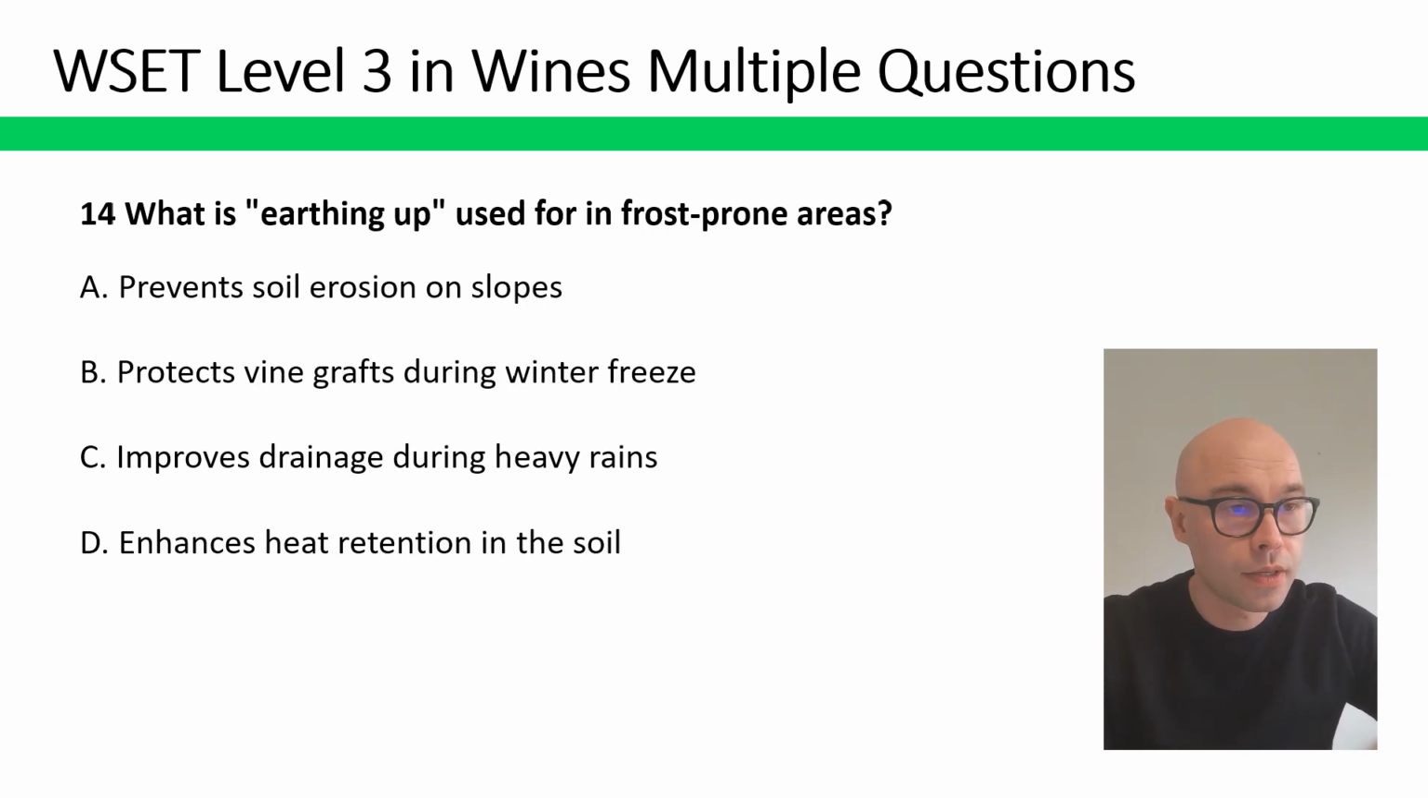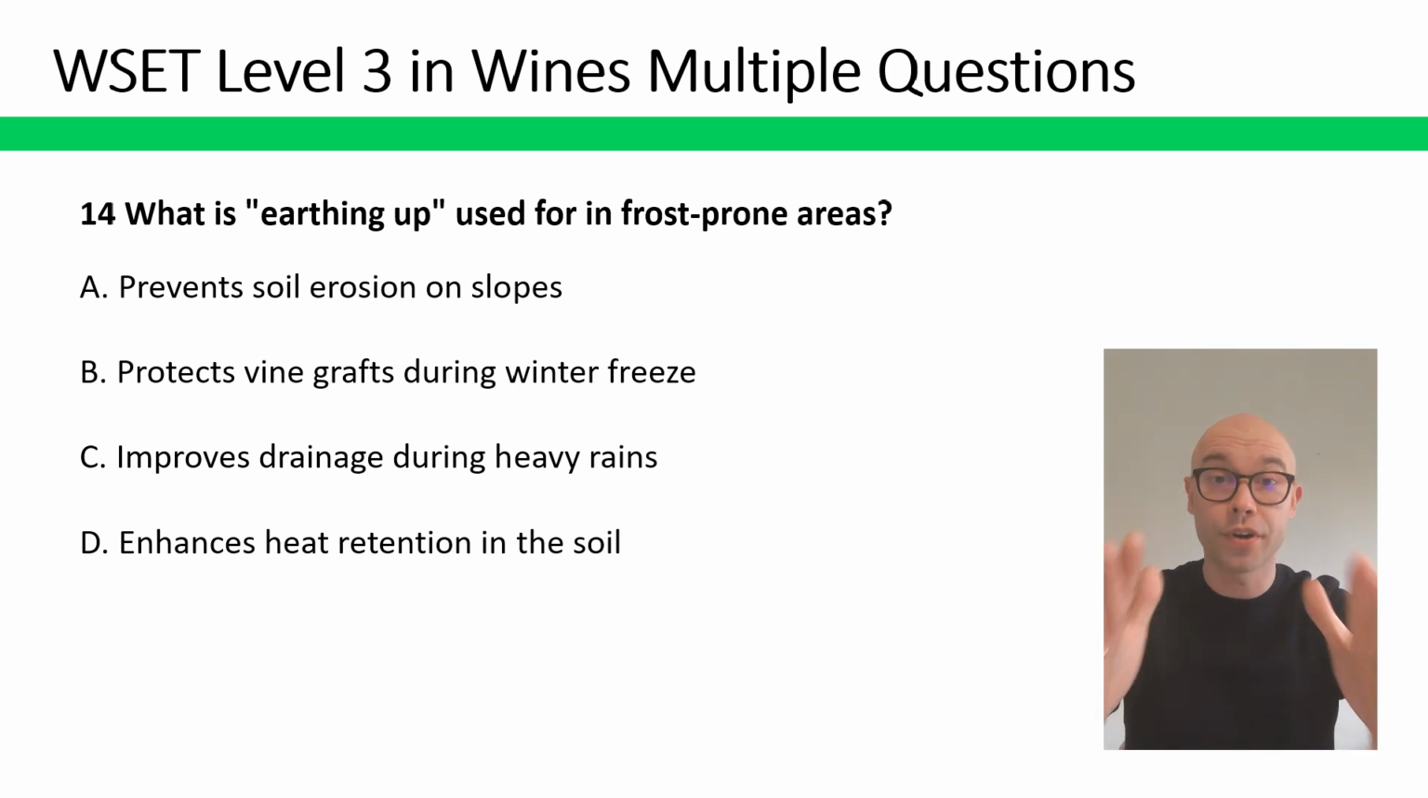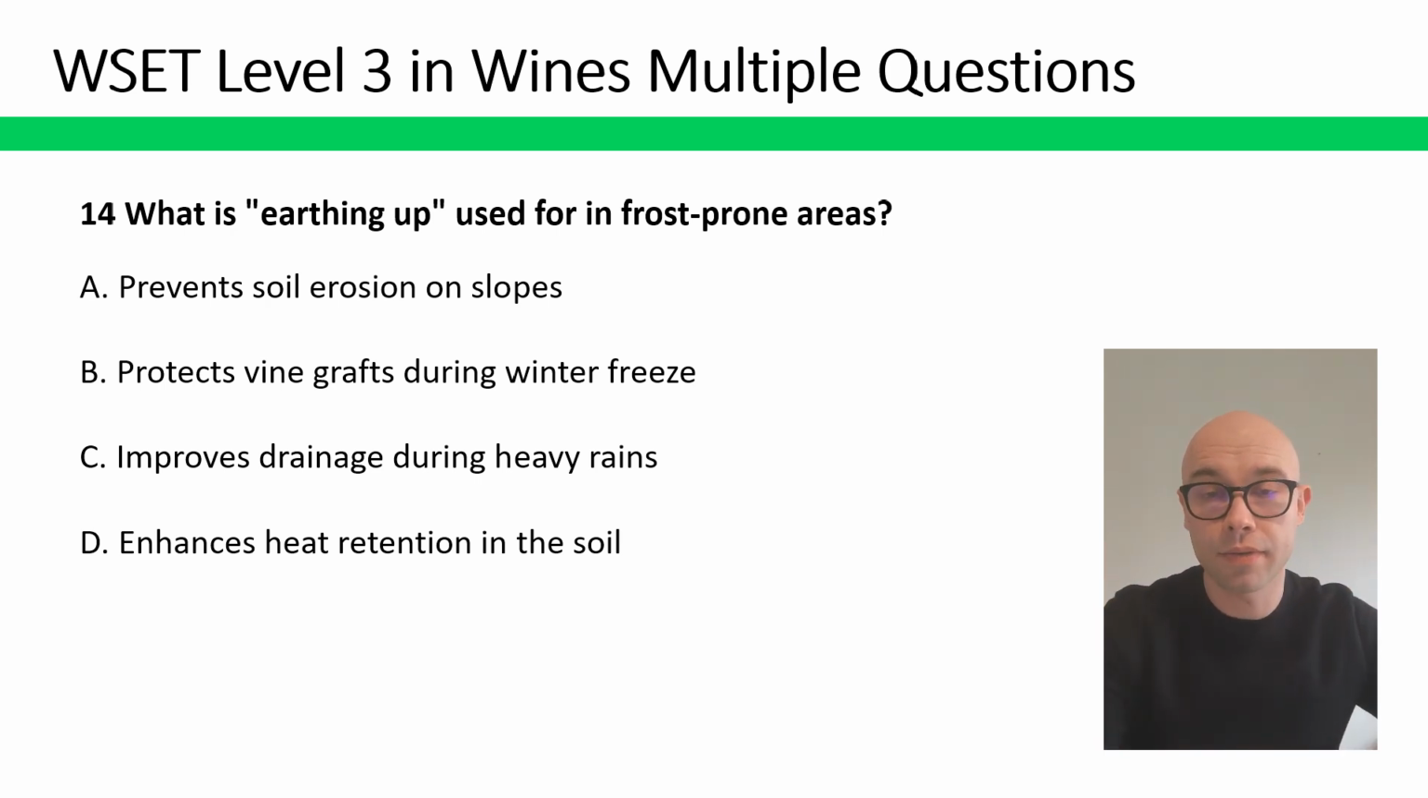What is earthing up used for in frost-prone areas? Prevents soil erosion on slopes, protects graft during winter freeze, improves drainage during heavy rains, enhances heat retention in the soil. The correct answer is B. Protects vine graft during winter freeze. So earthing up is putting earth from the soil to cover the graft of the vine, to protect it from cold.